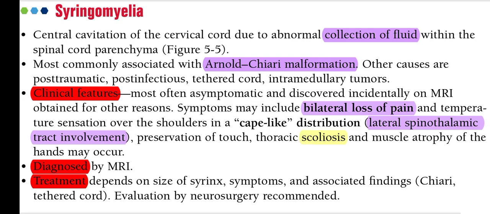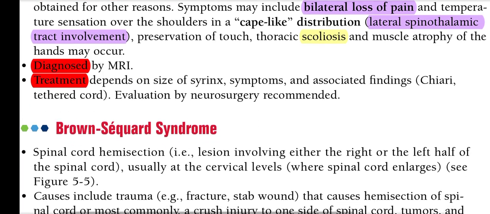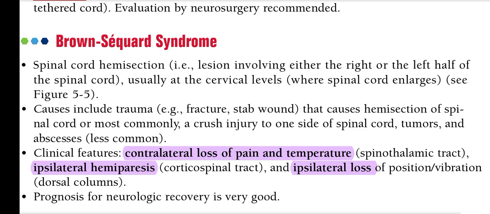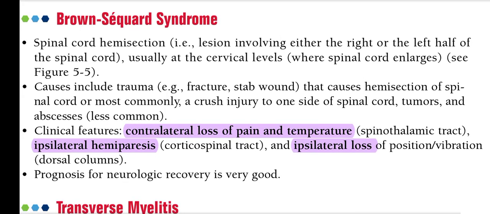The second is Brown-Séquard syndrome, which is a hemisection of the spinal cord. It is a lesion involving either the right or the left half of the spinal cord, usually at the cervical level, where the spinal cord enlarges. Causes include trauma, fracture, a stab wound that causes hemisection of the spinal cord, or most commonly a crush injury to one side of the spinal cord, tumor, and abscess.